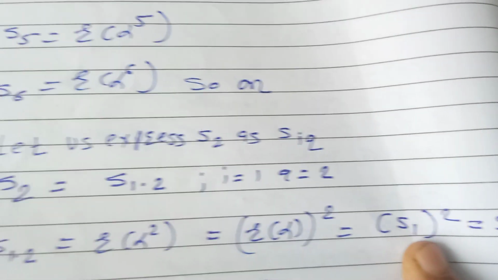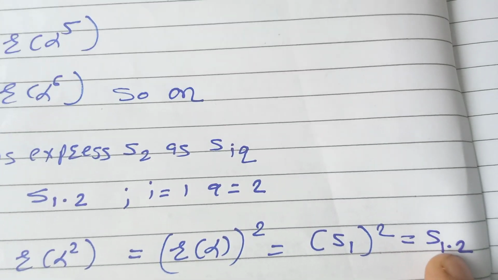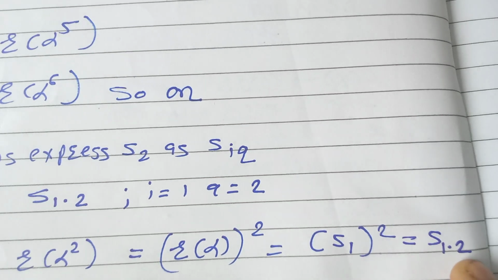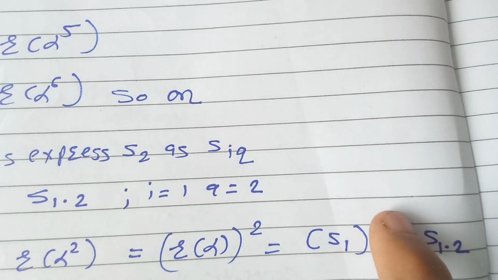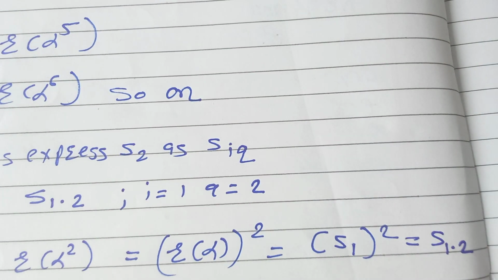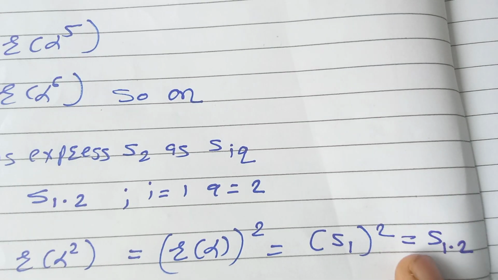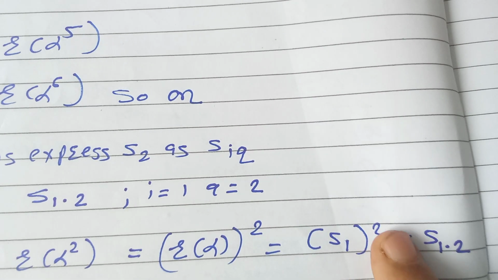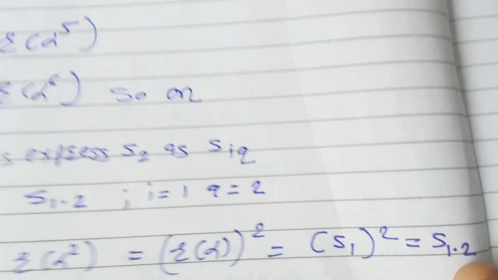So S_(1 into 2) is equal to S1 square. So S_iq, where i is 1 and q is 2, is equal to S_i raised to q. Okay, so that's why in that matrix you don't calculate S2. You calculate S1 and square it to get S2.